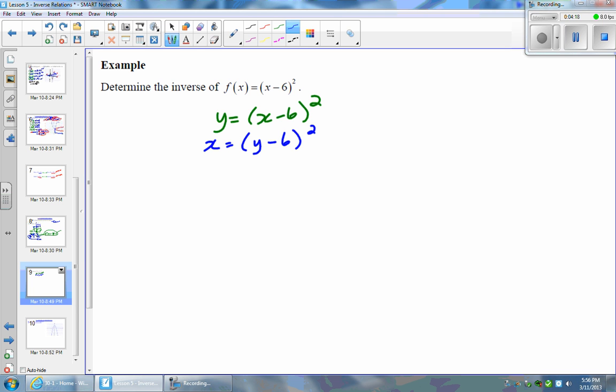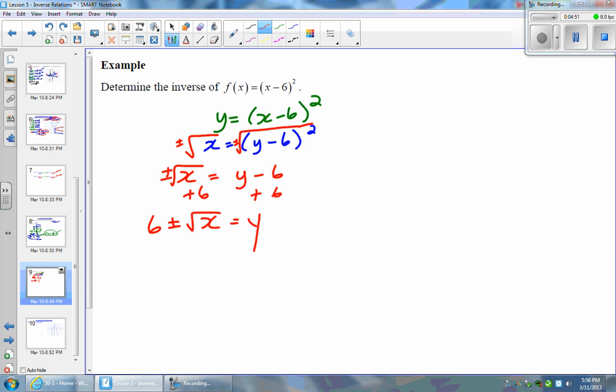Okay, so we want to get rid of the squared first. So you want to take the positive and negative square root of both sides. So don't forget, you got to take the positive negative case of a square root. So I'm left with plus or minus the square root of x on the left hand side and y minus 6 on the right hand side. The last thing we want to do is add 6 to both sides, and we get 6 plus or minus the square root of x is equal to y. Okay, so there is the equation of my inverse relation.